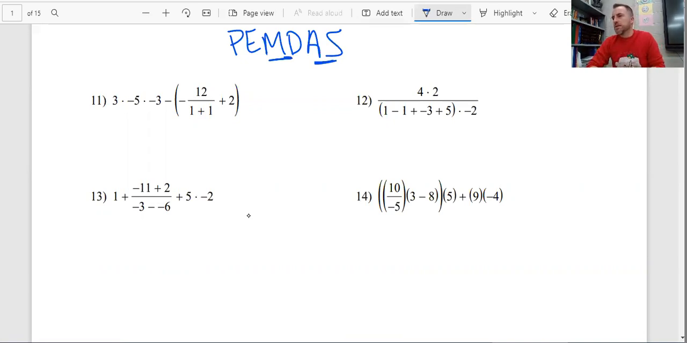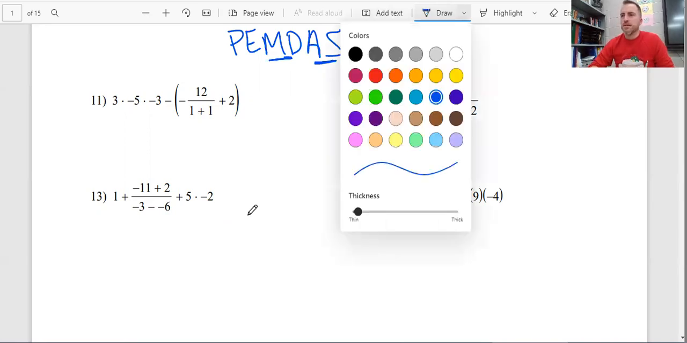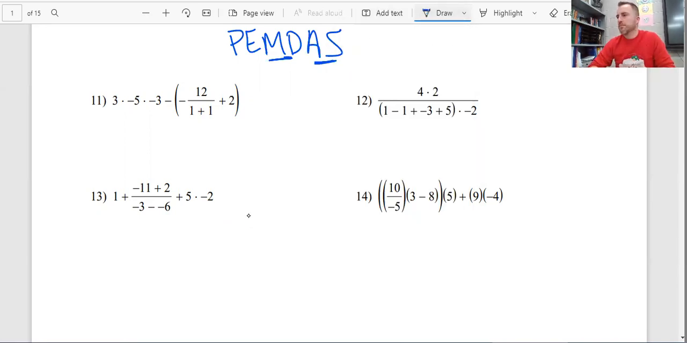Another version of this is called GEMS. I wanted to switch colors. Apparently that's not in the cards. Oh, maybe it is.